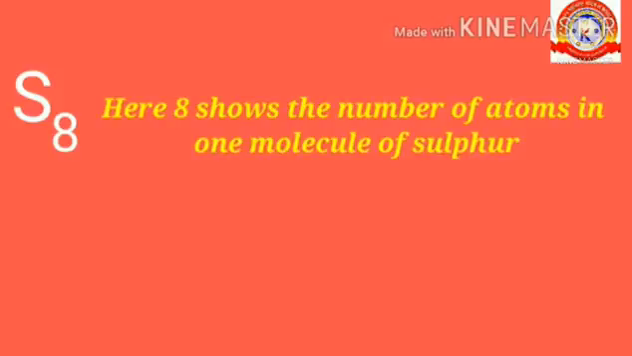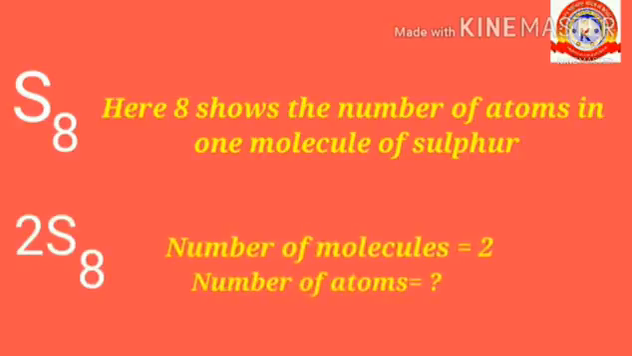Then say, students, how many molecules and atoms are present in S8? Yes, here 8 shows the number of atoms in one molecule of sulfur. And about 2S8, the number of molecules here is 2. And what about the number of atoms? 8? No. Because here 8 shows the number of atoms in one molecule of sulfur. So in 2 molecules of sulfur, the number of atoms is 8 into 2, that is 16.